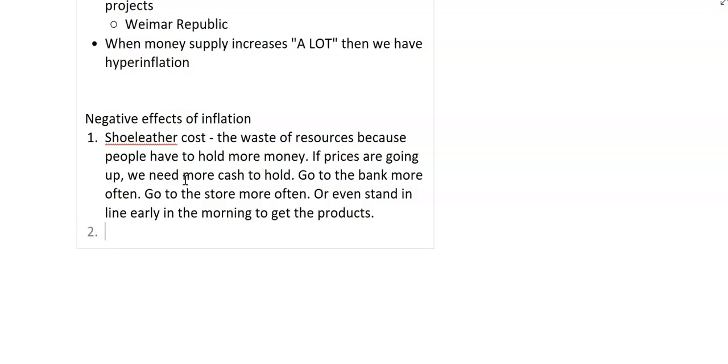Now, we imagine we do that during holidays, like during Christmas and Thanksgiving, but imagine doing that every day. So that does drain on our resources and on our energy. So that is a negative effect of inflation.